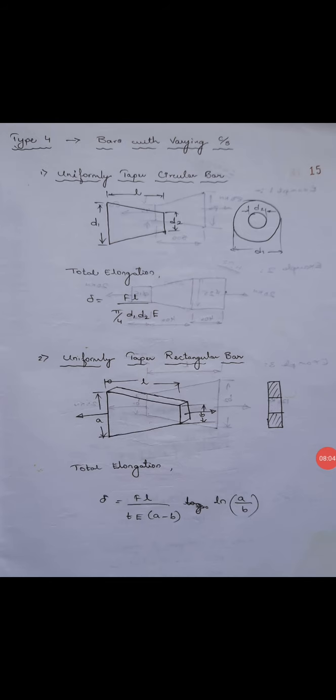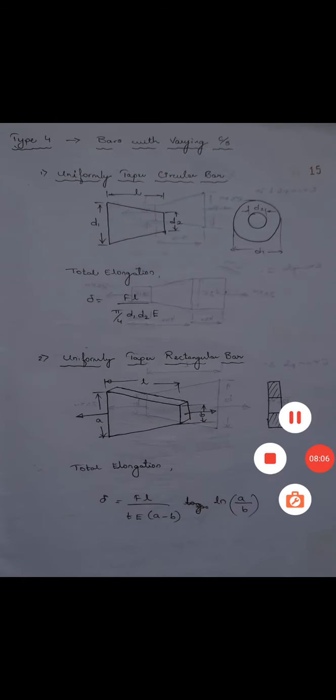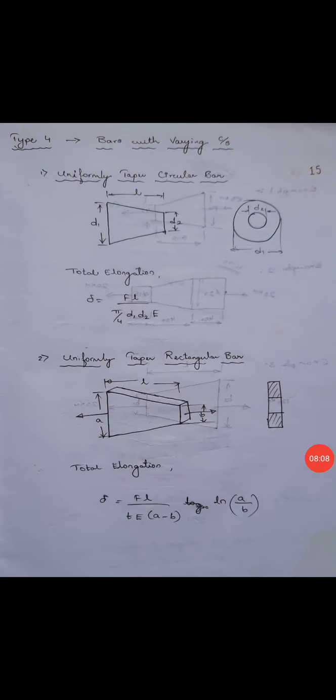So this was about the type 4 of bars with varying cross sections.